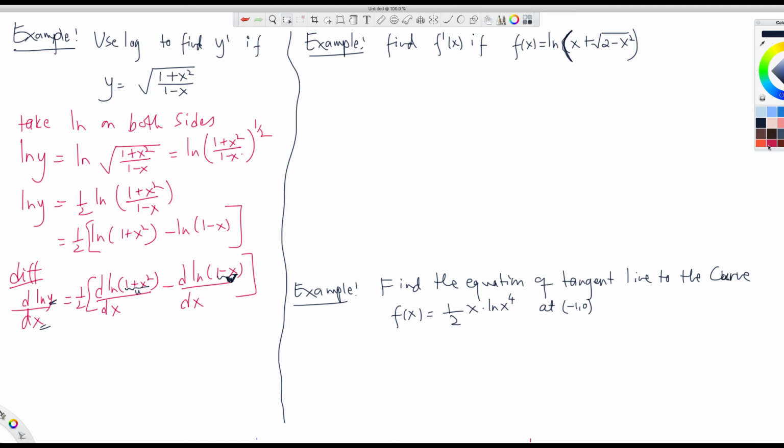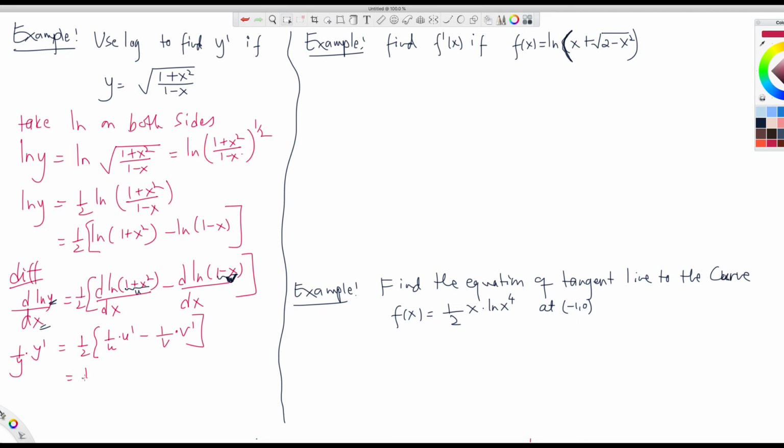So what do you get? You get 1 over y times y prime, right? That is because you want to find y prime. So you'll have to multiply by y on both sides. So 1/2 times 1 over u times u prime minus 1 over v times v prime, right? Because that is the derivative of natural log of v, and here the derivative of natural log of u. And they don't match. There is u, there is x. There is v, there is x. They don't match. That's why we use that formula, right?